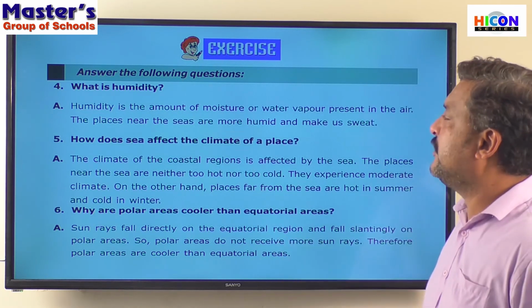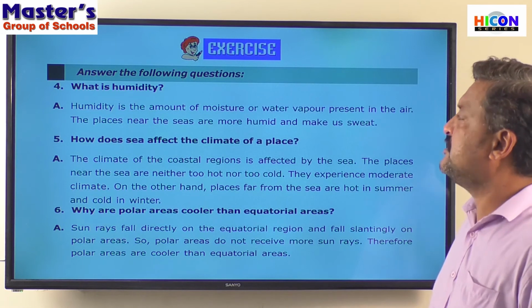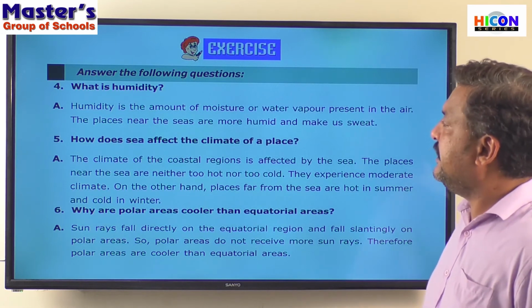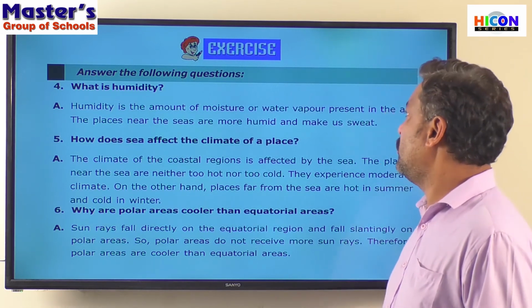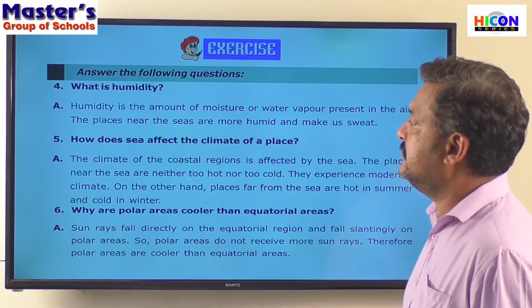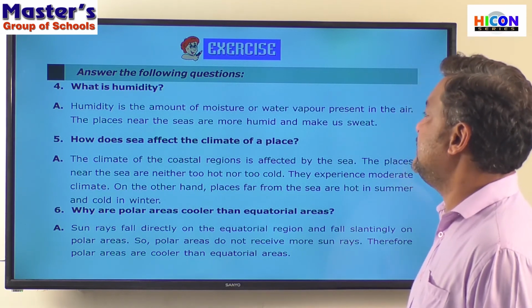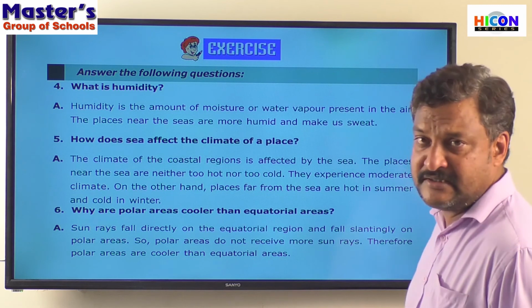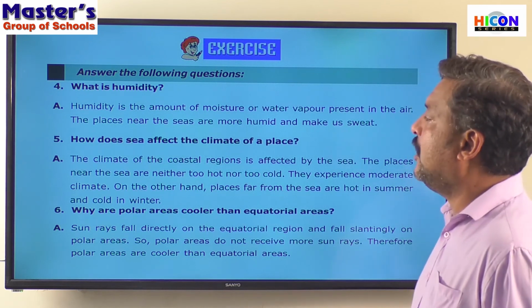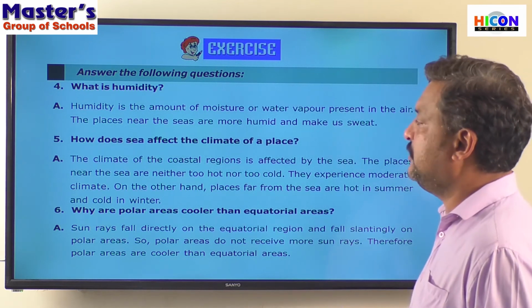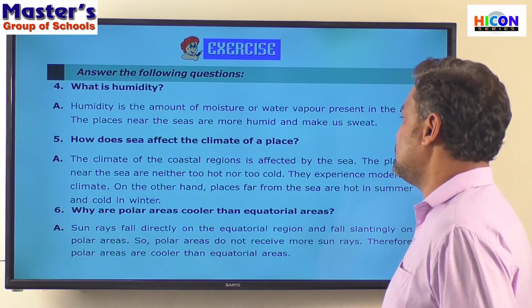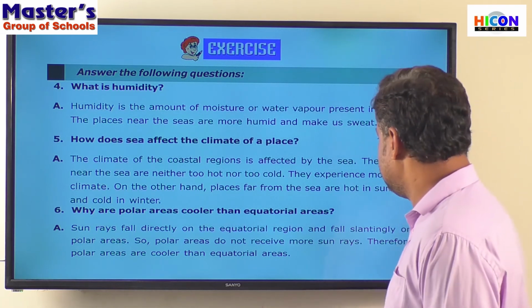Okay, I'll read these 3 questions once again. What is humidity? Humidity is the amount of moisture or water vapor present in the air. The places near the seas are more humid and make us sweat. How does the sea affect the climate of a place? The climate of the coastal regions is affected by the sea.